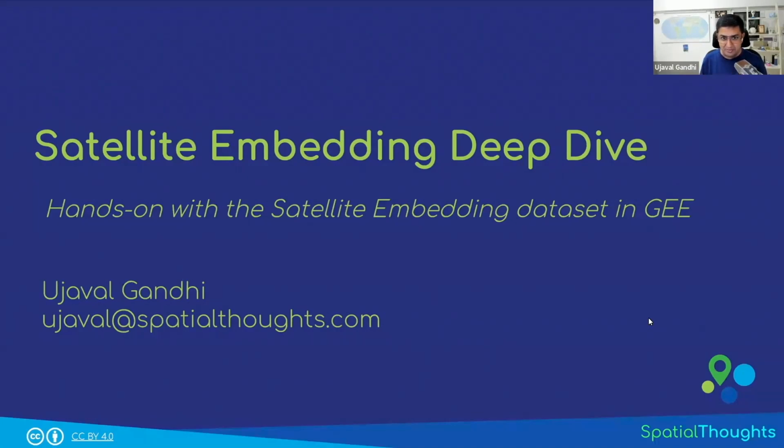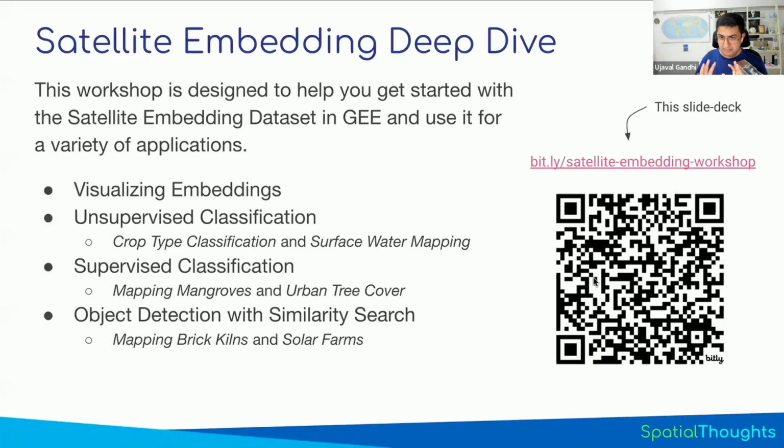This is a hands-on workshop designed to help you understand and explore the new satellite embedding dataset in Google Earth Engine. We'll spend some time learning about what this dataset is, what it is good for, and learn some applications. It is a really new way of looking at remote sensing and enables a lot of new use cases. So we'll do a deep dive and understand different applications and see what you can use this for. This workshop will allow you to start working with the satellite embedding dataset for a variety of applications.